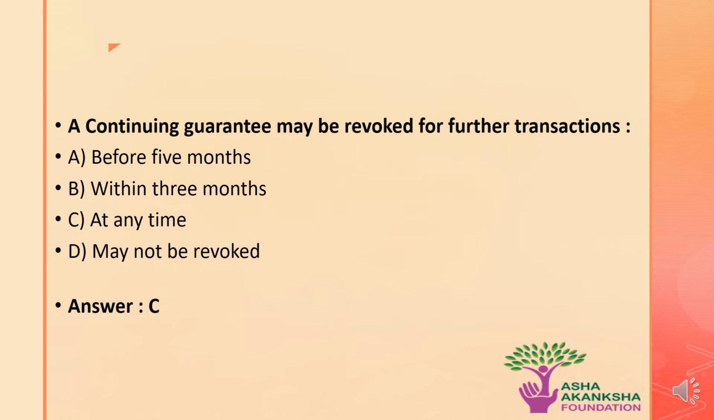The next question is: a continuing guarantee may be revoked for further transactions in which of the following periods? Options are A, before 5 months, B, within 3 months, C, at any time, or D, may not be revoked. The correct answer to this question is option C, that means at any time. This means that a continuing guarantee may be revoked for further transactions at any time.